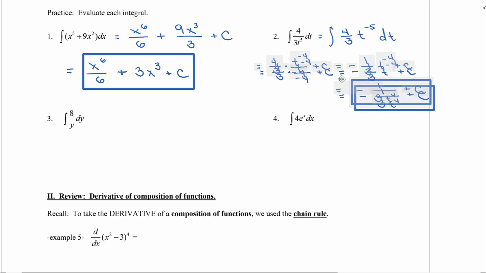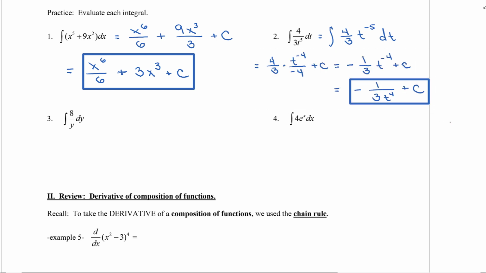Number 3, the integral of 8 over y dy. This is going to be equal to the integral of 8 y raised to the -1 power dy. And this would be equal to 8 times the natural log of the absolute value of y plus c. And we'll box that in.